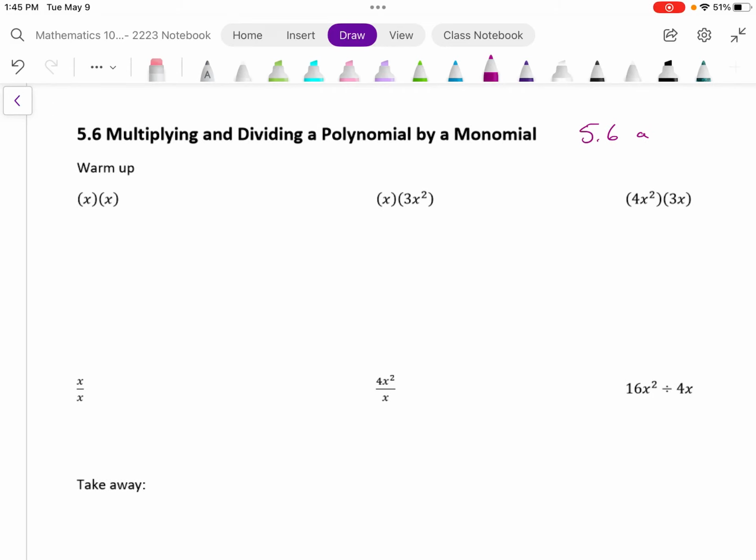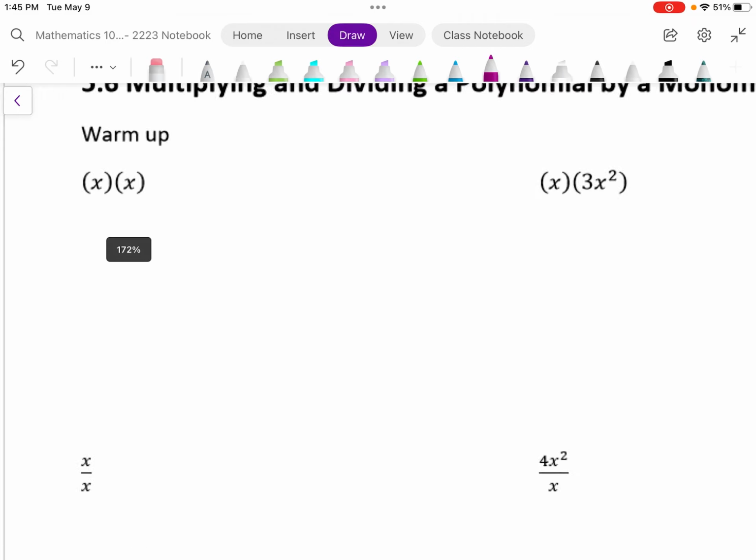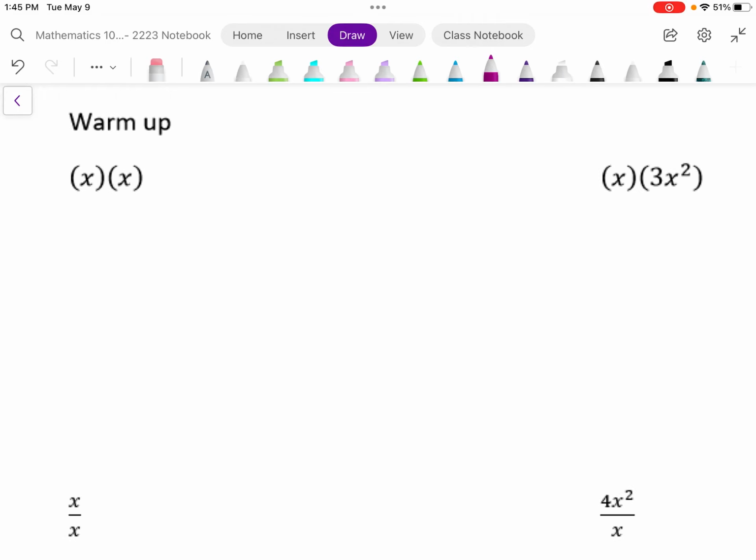Good news. We're going into polynomial multiplication and division, and we're going to start warming up into some pretty serious algebra soon. So let's begin with warm up. x times x.